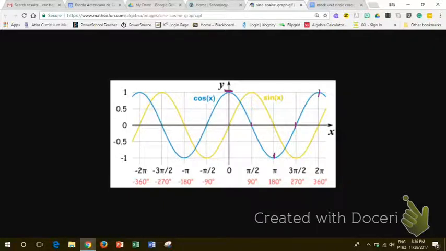How about sine? Sine here in yellow starts out at 0. At 90, it goes up to 1 right here. Then it goes down to 0, goes down to -1, then 0. What do you think is going to happen next? It's going to go up to 1. So remember that: cosine starts at 1, sine starts at 0.